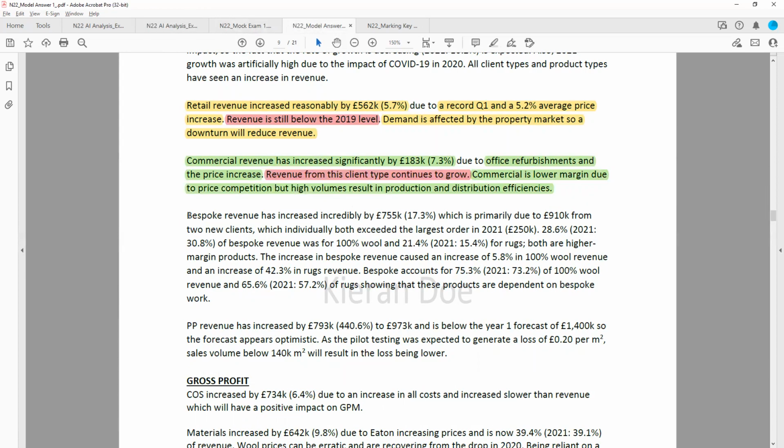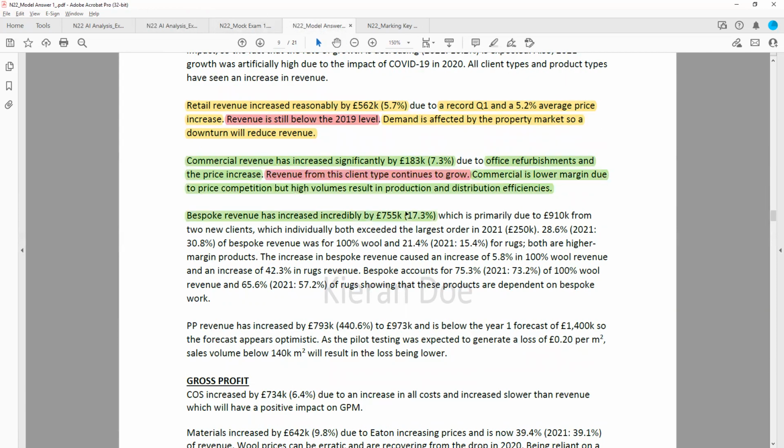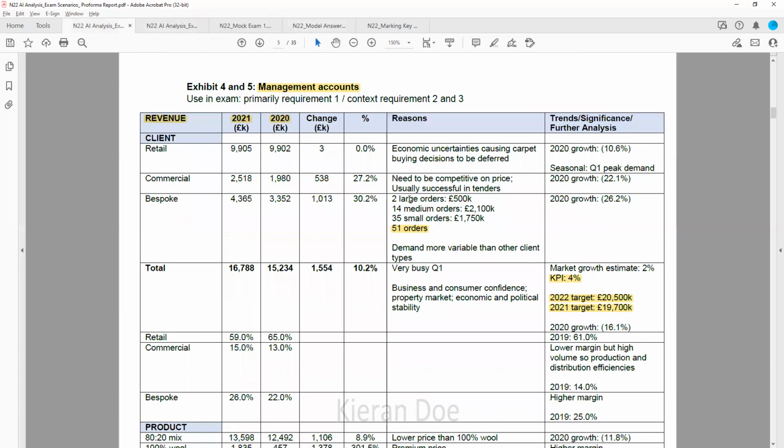So then again, same for bespoke, number is up by this. Now, we were given quite a lot on bespoke because we were told the number of orders have gone up and there were two particularly high orders. So the total amount, actually you can look at, revenue's gone up by 755. So that's obviously due to these two orders because they accounted for 910. So you've got these two new orders and they both exceeded the largest order in the previous year, which of course we knew from the AI.